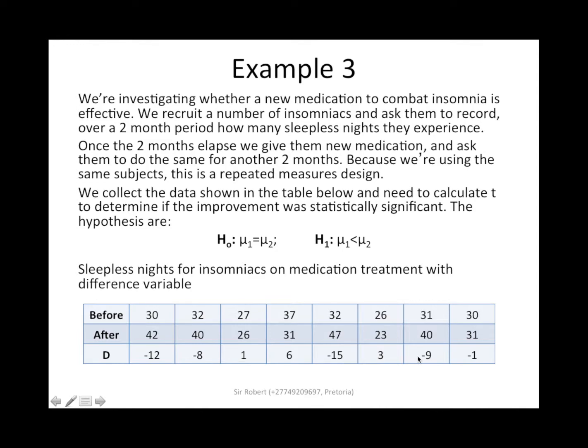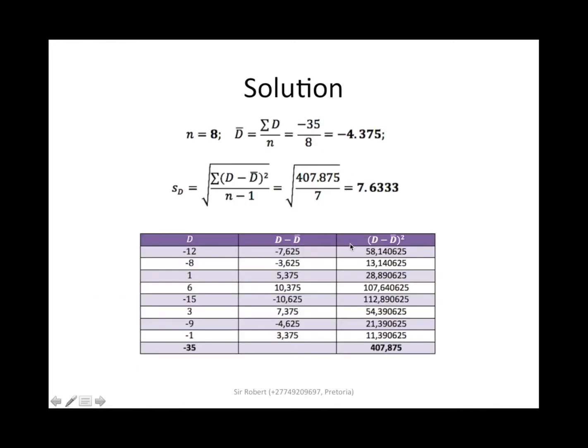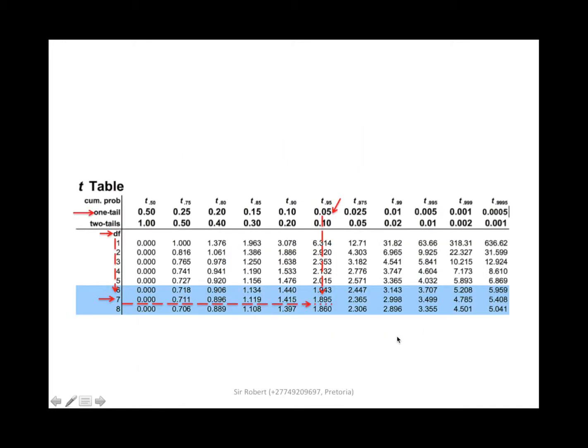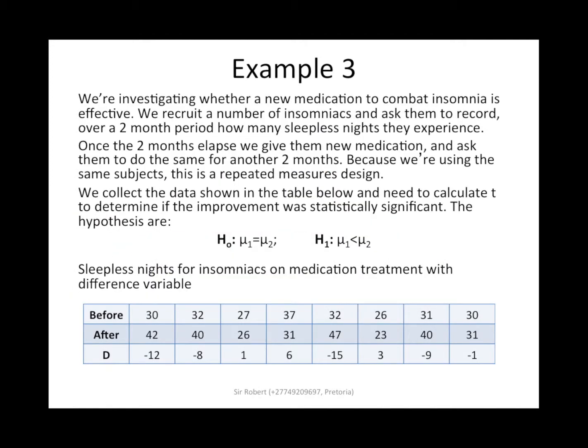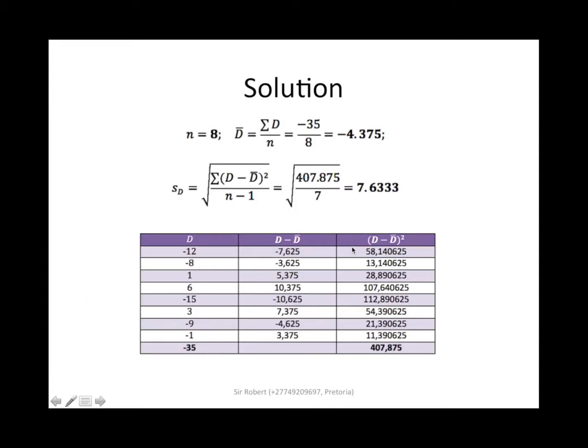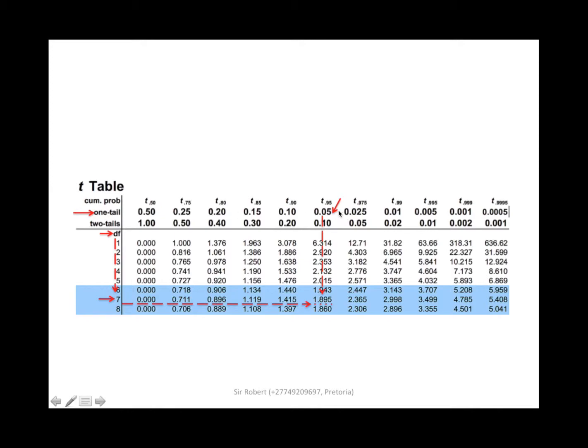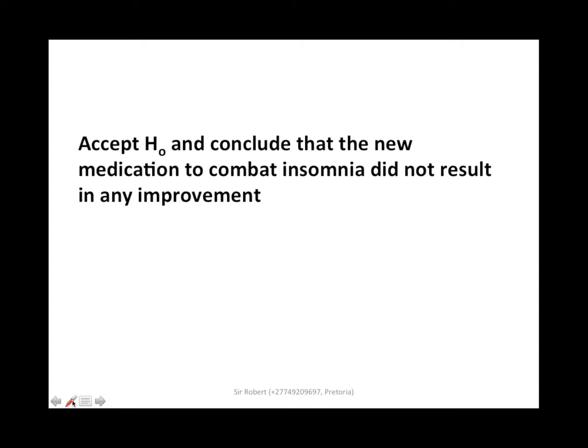As you can see, for this example it was not stated, so we use 5%. So we are testing at 5%. This is a one-tailed test, because remember, we determined it was a one-tailed test since we are using less than. So we go to 5% one-tailed test, then you go to 7 degrees of freedom, so you get 1.895.